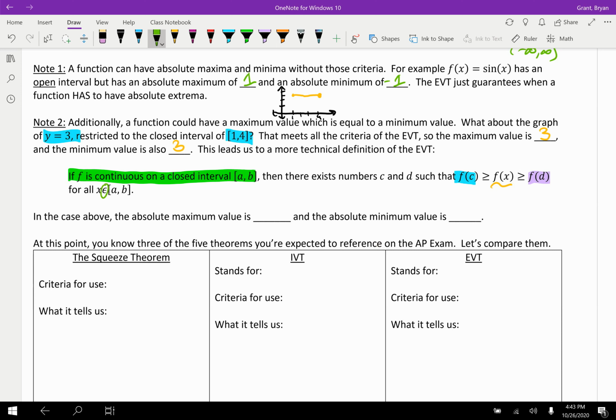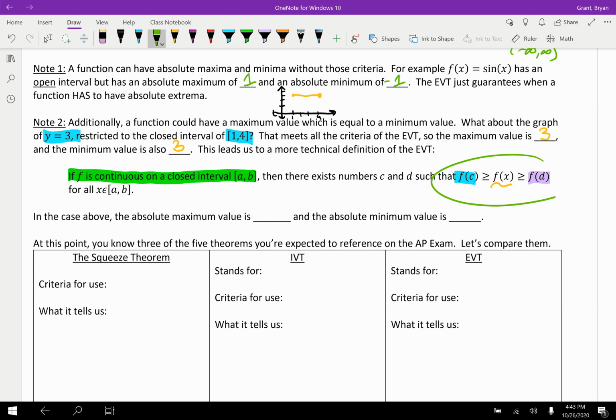And I'm not sure if we've seen this before, this little e thing. This is our sign for element. So what we're saying is x is an element, meaning x is a value on the closed interval. That's a really nice way just to show what variable we're talking about on this closed interval.